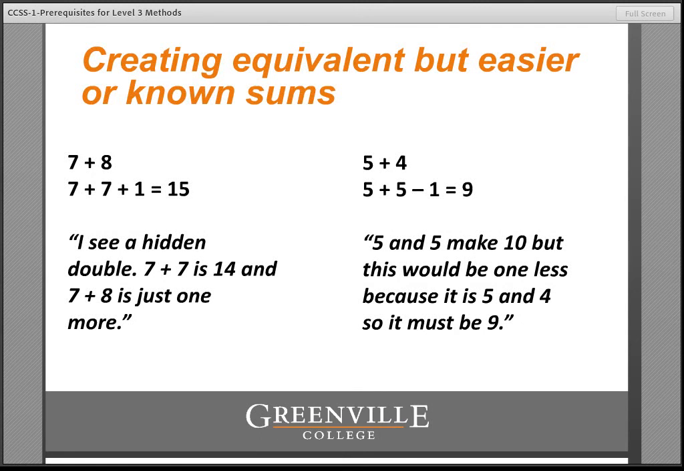Any anchor fact that a child knows well could potentially be leveraged to determine nearby facts that are more difficult. For example, children can use a doubles plus 1 or a doubles minus 1 strategy to create equivalent but easier sums. If you take a look at the words in quotes, you can see some of the variability of what this sounds like when children are describing what they did as they used facts they know to come up with facts they don't know.